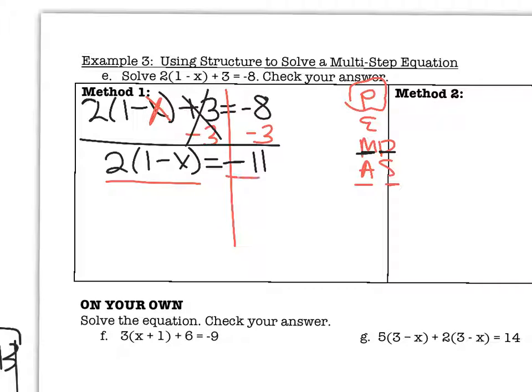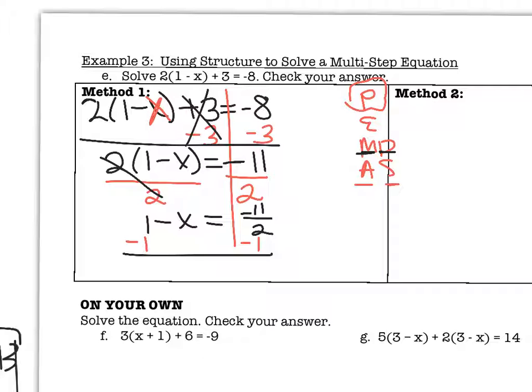And now we look for anything being multiplied or divided to x, and we have the 2 on the outside here, so I'm going to divide both sides by 2. That eliminates the 2 on the left side. I'm left with 1 minus x. I'm no longer writing the parentheses because the parentheses are gone, equals -11 halves. And then finally, there's 2 more steps actually. We need to get rid of the 1. So it's a positive 1, so we will subtract 1 from both sides.